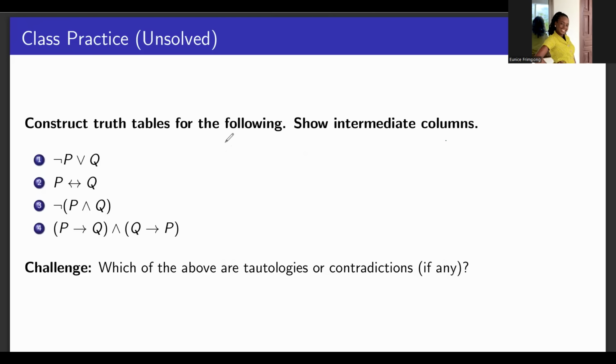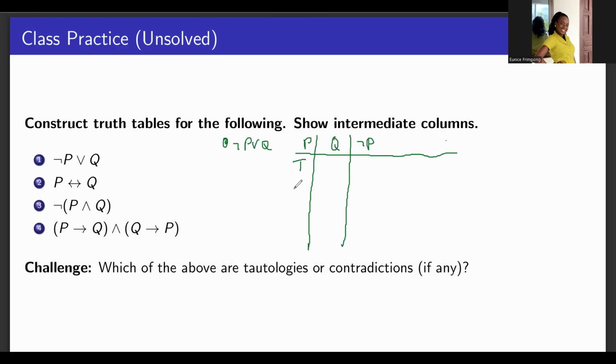So we want to do the truth value of the first one, which is negation of P or Q. I'll start by drawing my table, P, Q. First of all, I see negation of P or Q, so I'm going to first do the negation of P. Let me first fill in the truth values of P or Q.